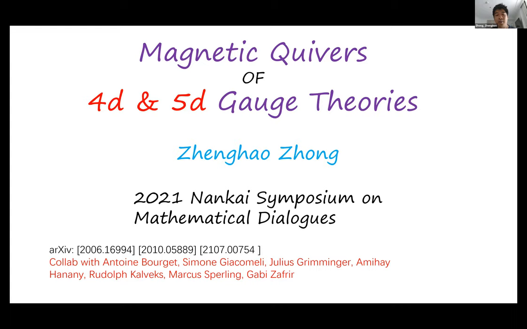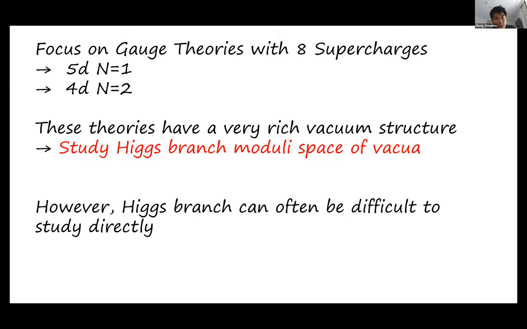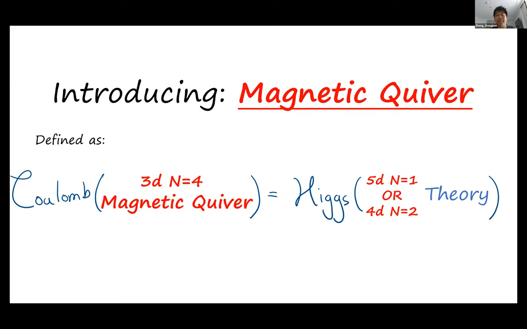So we will be focusing on gauge theories with 8 supercharges, and in particular, 5D N=1 and 4D N=2 theories. Now, these theories have a very rich vacuum structure, and this makes it worthwhile to study the moduli space of vacua called the Higgs branch. But the Higgs branch is not always easy to study directly, for example, 5D theories at the UV fixed point or 4D CFTs. So here, we take a more indirect approach using the magnetic quiver.